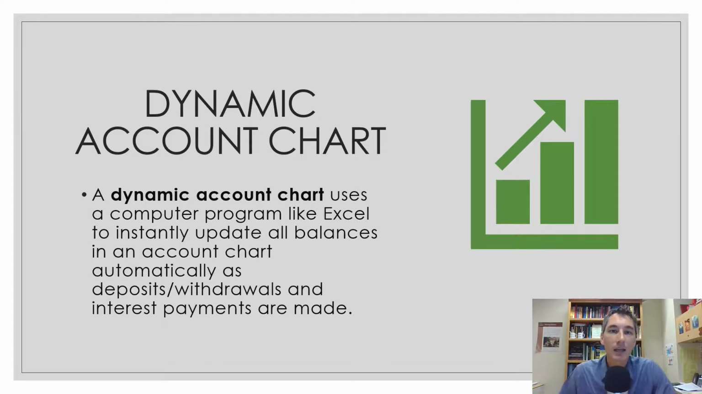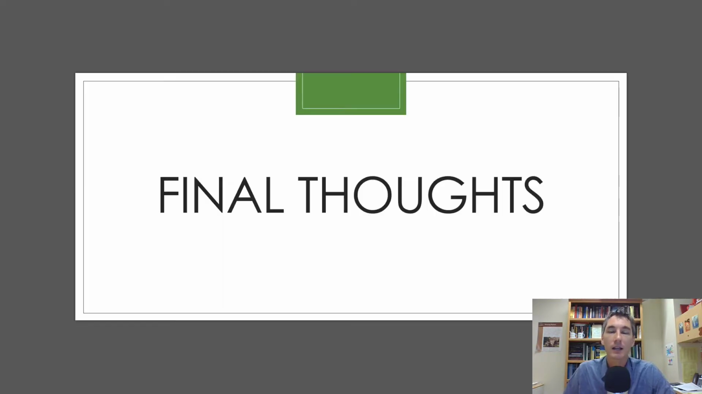And then a dynamic account chart is really just a basic account chart, but built in a computer program like Excel. It can instantly update the balances automatically as withdrawals or payments or interest are made, and that's really nice to have it do automatically for you. You can even program it to have a variable interest rate, so you can play around with things like what the balance would be if I had this interest rate or this interest rate. So it's a really useful tool, and we'll see how to use that in class.